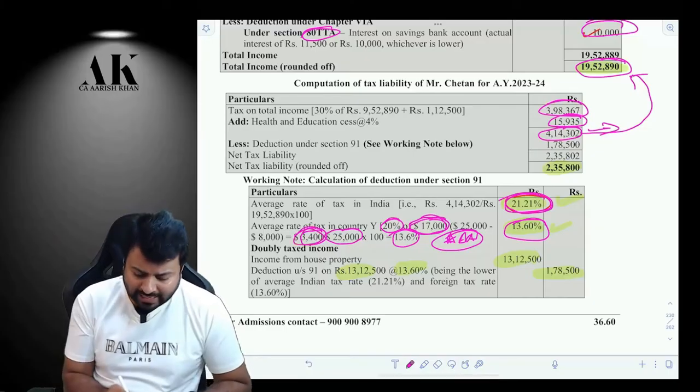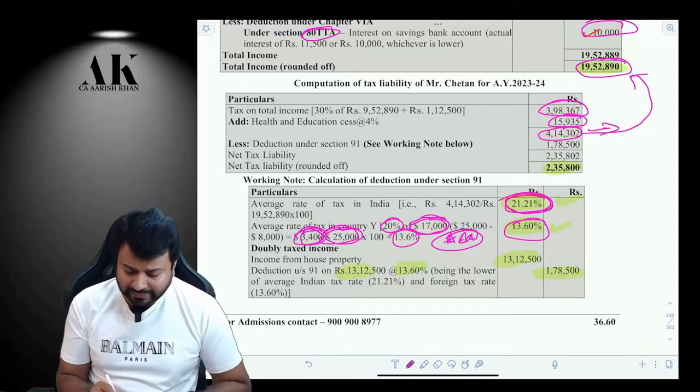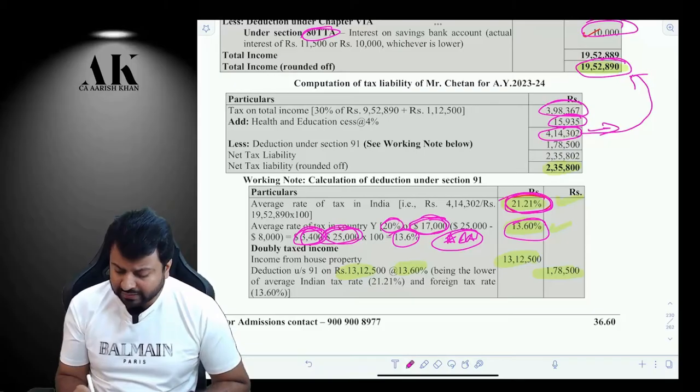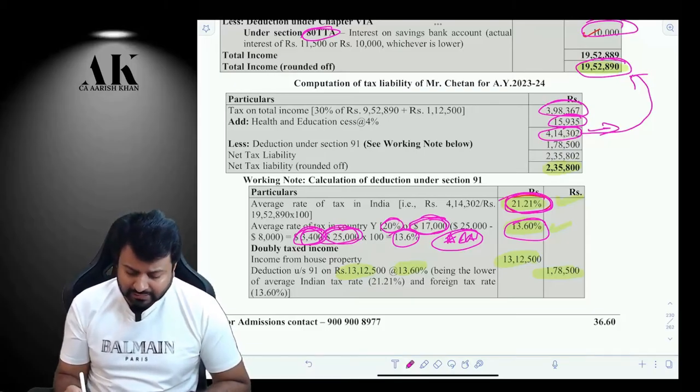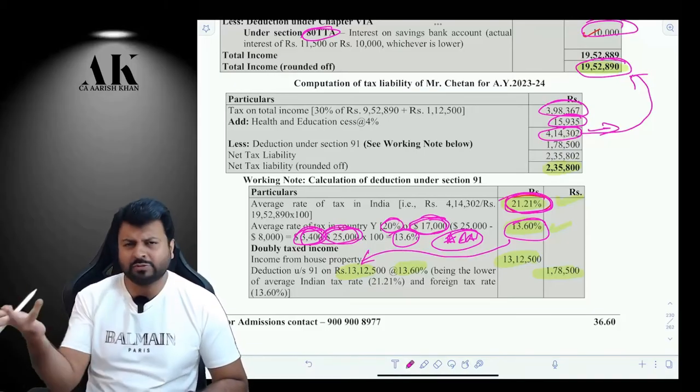Therefore, your average rate is tax divided by your total income. Your total income is how much? 25,000. Therefore, it comes to 13.6%. Therefore, you will take the doubly taxed income. What is the doubly taxed income? The house property income is your doubly taxed income.